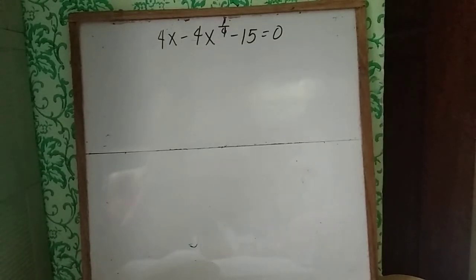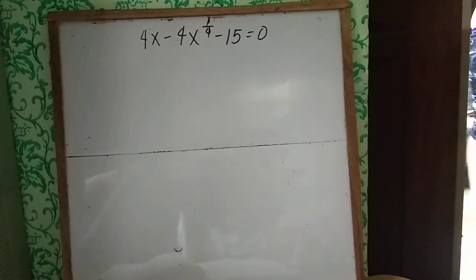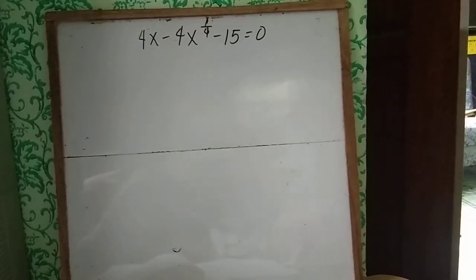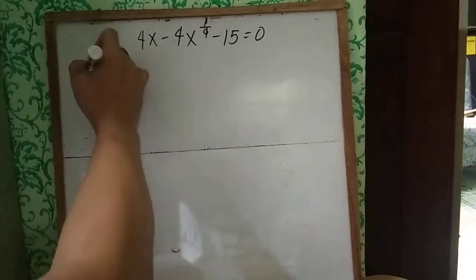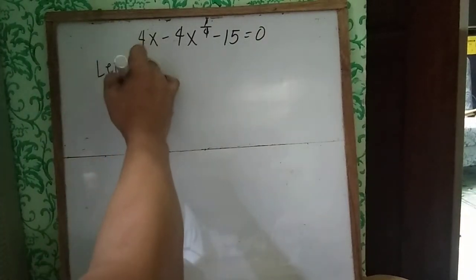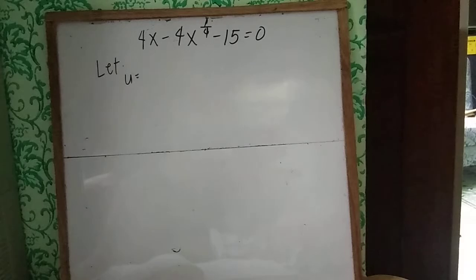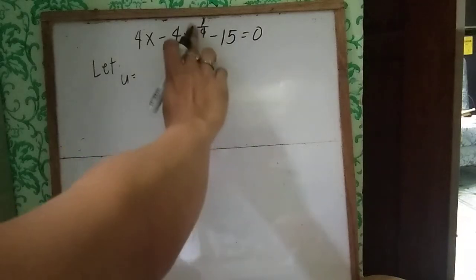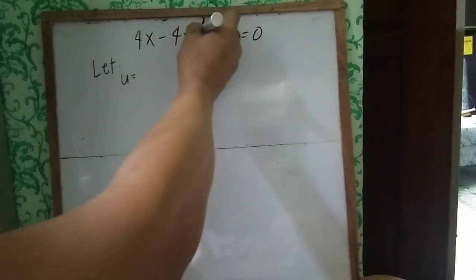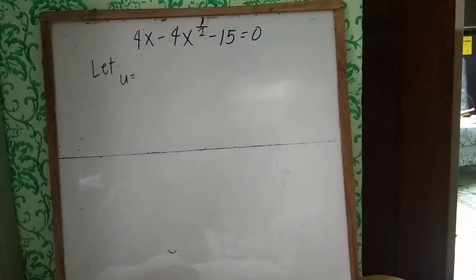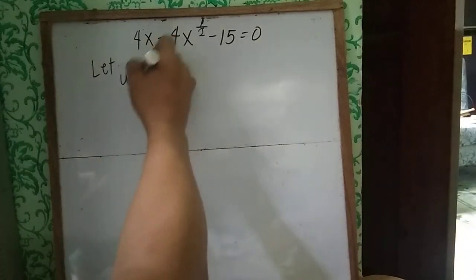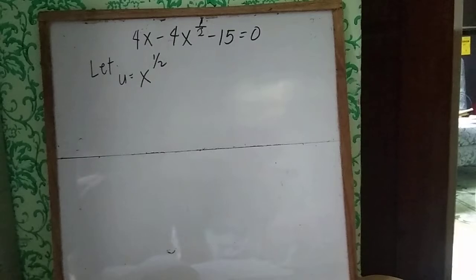Okay, so now for number 2: 4x minus 4x raised to the power of 1/4 minus 15 is equal to 0. So we will let u, and find the value of u. We will find the common variable. The common variable is x raised to the power of 1/2, the given. The least common variable is x raised to the power of 1/2.